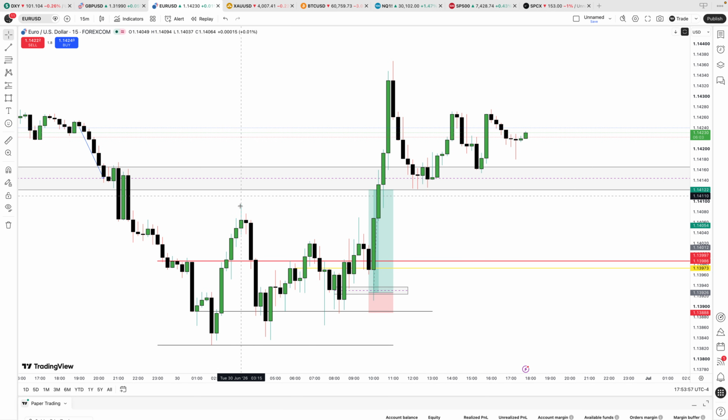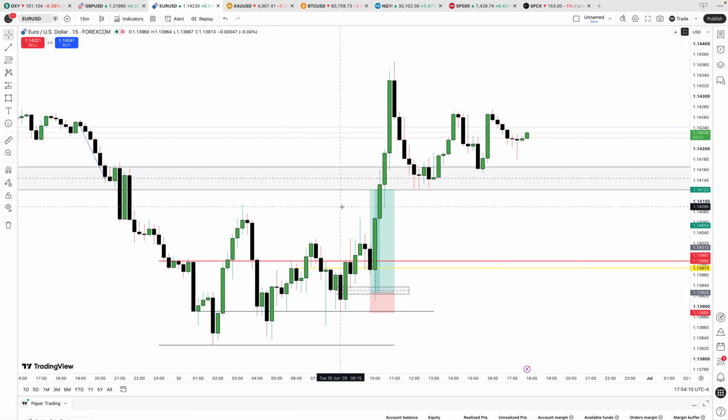Imagine a low here, a high here, a lower low, a lower high, a lower low, a higher low. Sorry, a higher low, a lower high, a higher low. Come on, you want to see a higher low, a higher high, a higher low, a higher high.